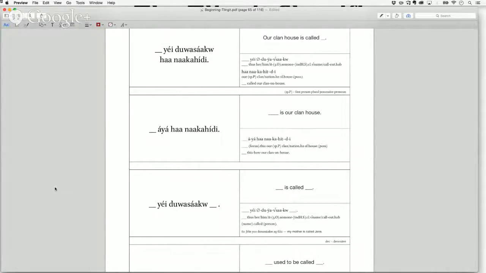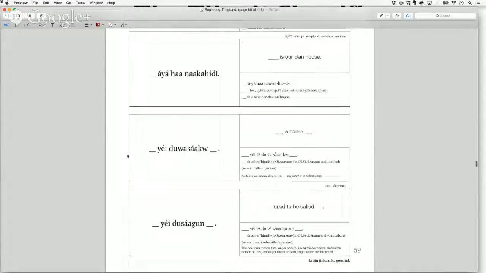Go! Peach pit hit ayaha nakahiti. And then this next one is also really powerful.